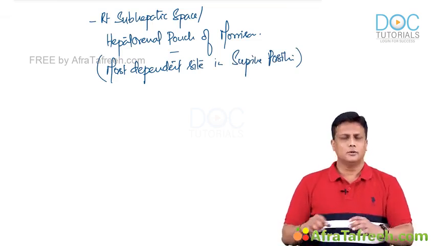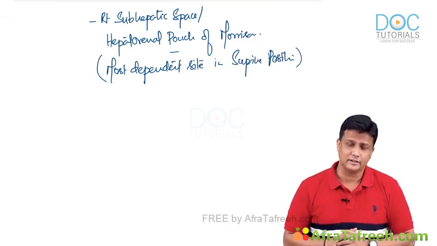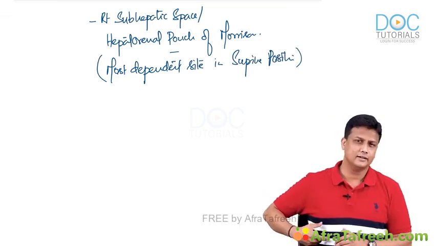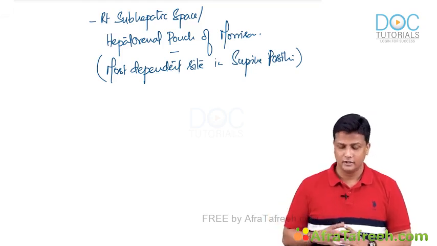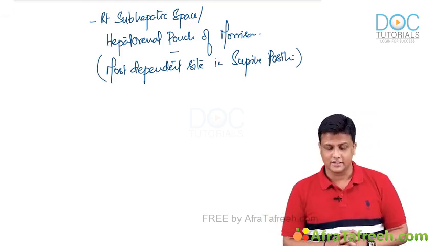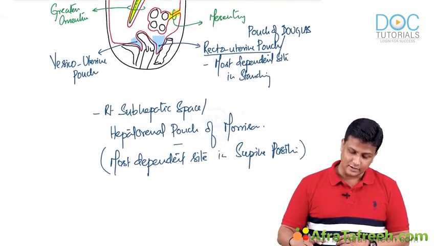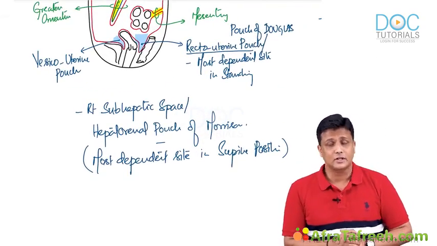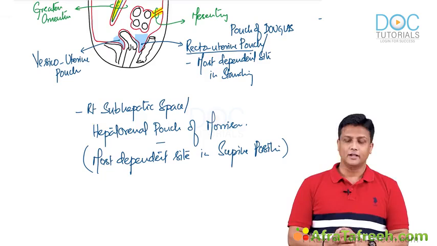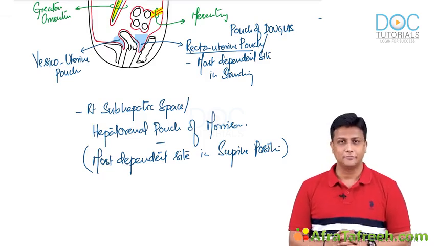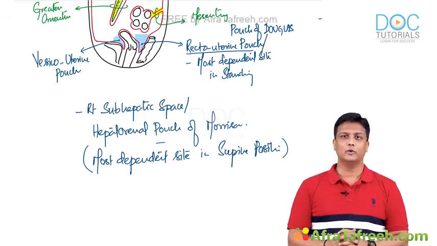Perfect. So the subhepatic space, that is between the liver and the kidney over here guys, that is the hepatorenal pouch of Morrison. That is the most dependent site in supine position, whereas the rectouterine pouch of Douglas is actually the most dependent site in the erect or standing position guys. Okay, so that's all about the peritoneum here.